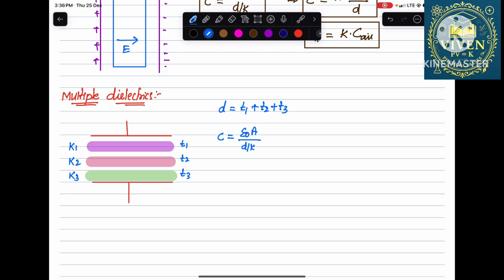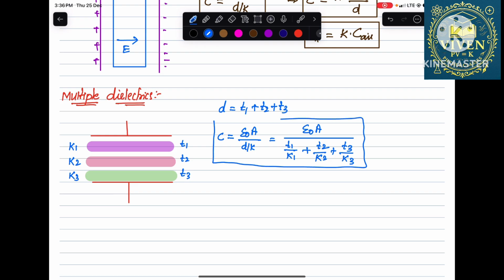But now how many dielectrics are there? Three dielectrics are there. So it is going to be epsilon naught A by the thickness of the first dielectric T1 by its dielectric constant K1, plus thickness T2 by its dielectric constant K2, plus thickness T3 by its dielectric constant K3. In this way we can find out the capacitance.